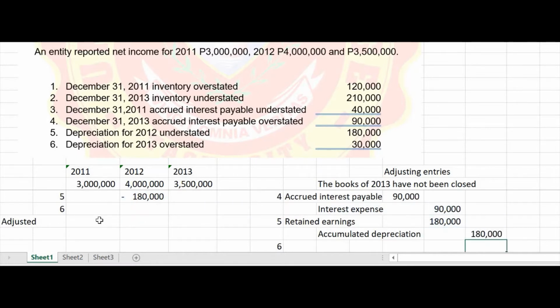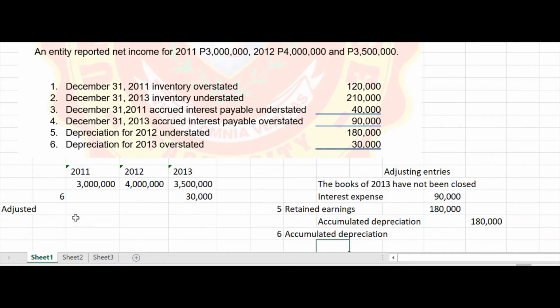Next, okay, for number 6, depreciation for 2013 is overstated. So overstated yung depreciation natin. Therefore, overstated yung expense, understated yung net income by 30,000. So, to correct the error, since open pa man yung books, we'll adjust it to a nominal account. No? So, yung debit lang, accumulated depreciation, credit lang ka ng depreciation expense for 30,000.